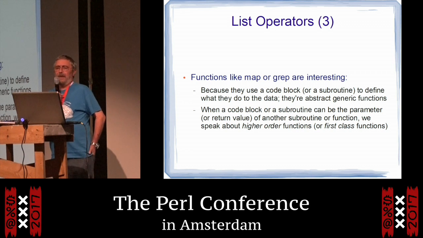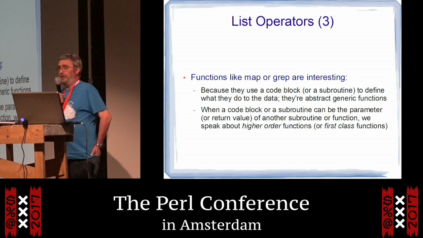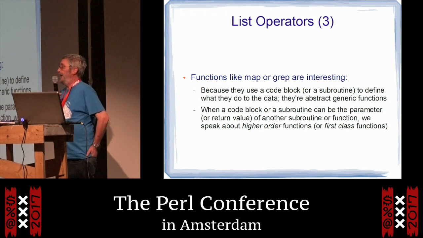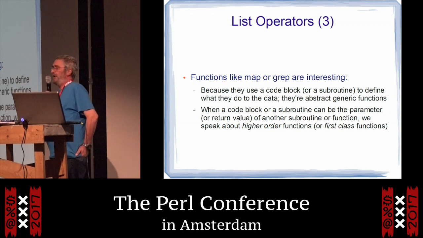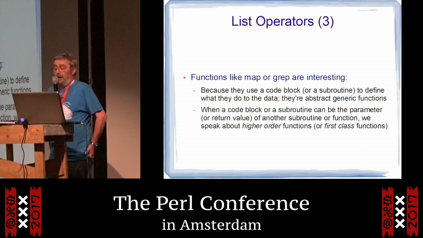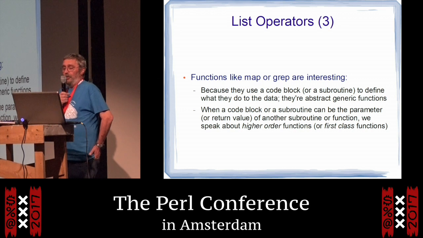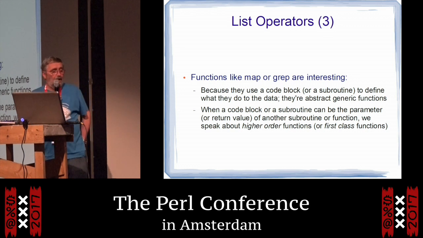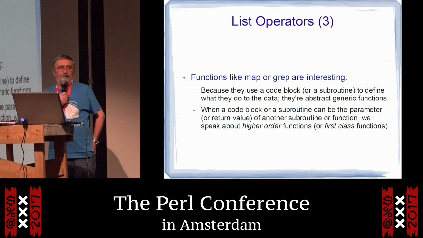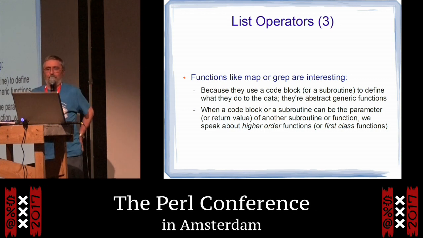Now, functions like map and grep are very interesting, and sort also, because they use a code block or a subroutine as a parameter to define what they do to the data. Basically, map doesn't do very much. It just takes every piece of data and applies something to it. The interesting thing is the something, because this is a function that you pass as a parameter to map, and it can be any function or operation. So map and grep, in that sense, are just generic, abstract functions. The real interesting part is what you pass as a first argument to them.